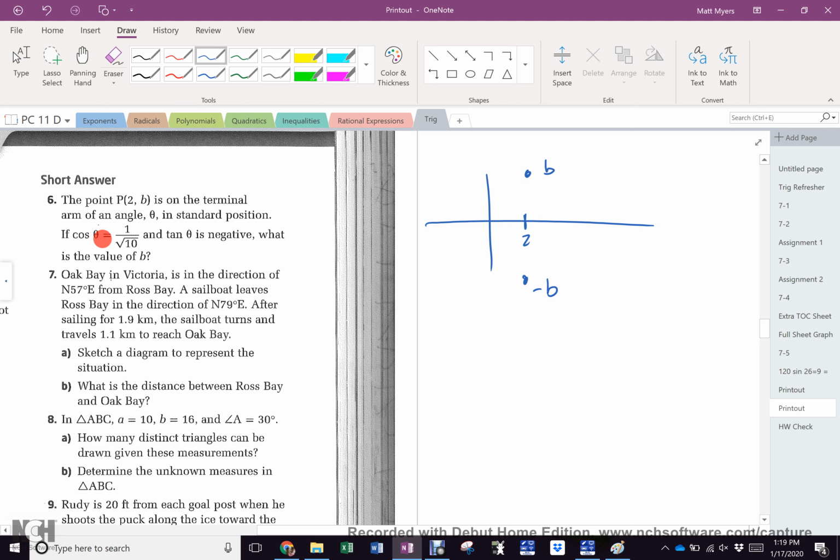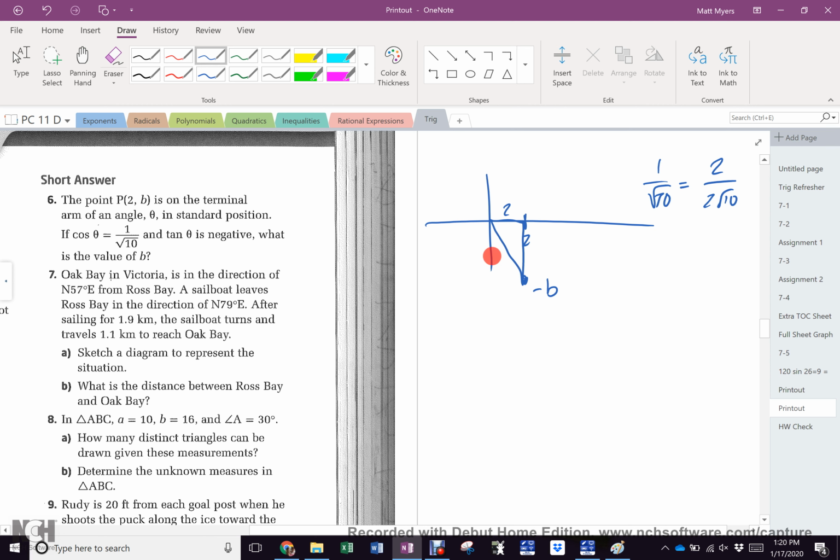If cos is 1 over root 10, and tan is negative, can it be here? No. It has to be here, right? So this is the triangle I am dealing with. Cos is 1 over root 10. Well, I know this is 2, don't I? But I need cos to be 1 over root 10. So 1 over root 10 has to equal 2 over what? 2 root 10, right? Everyone agree?